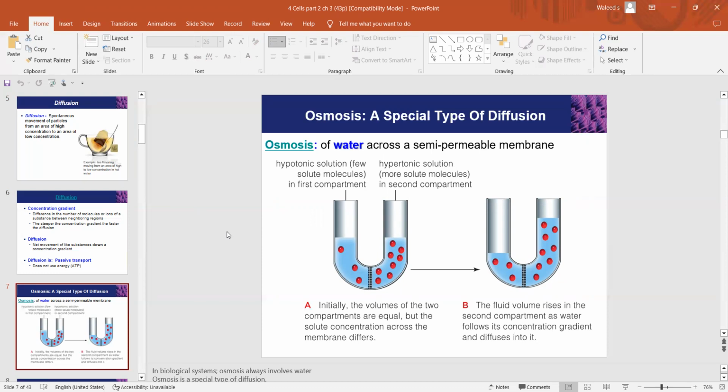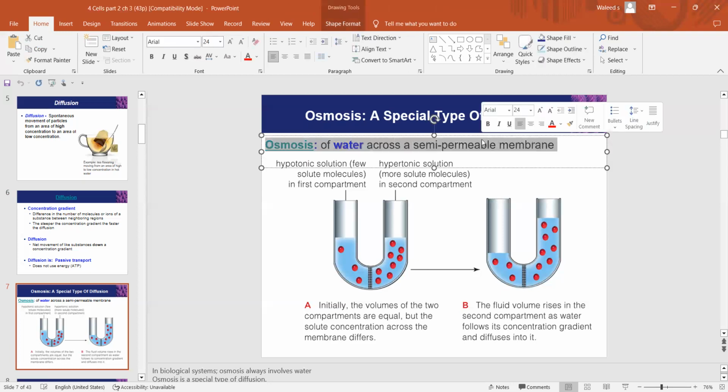Special types of diffusion. Diffusion is the big category that's passive, translation, moving from high to low concentration. Special types. Number one, osmosis. Osmosis is a unique word for water across a semi-permeable membrane.